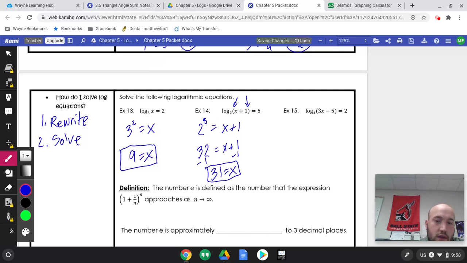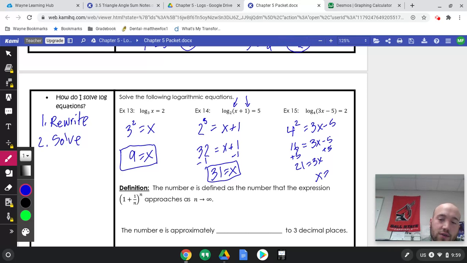All right. Our next one, base stays base, so 4 will stay the base. The other two switcheroo. 4 to the second equals 3x minus 5. So we get 16 equals 3x minus 5. From here, add 5. 21 equals 3x. And our final answer then, x will equal 7.